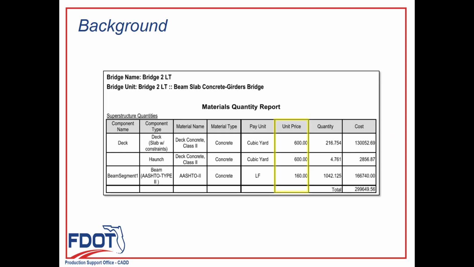Also keep in mind that anything not modeled, such as a thickened end slab, will not be included in the reports, so you'll have to account for that separately.